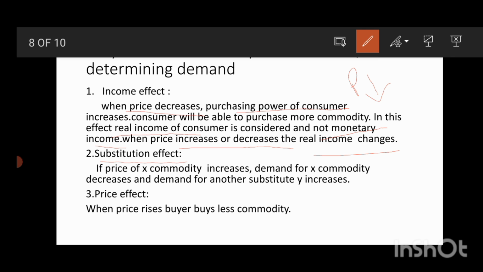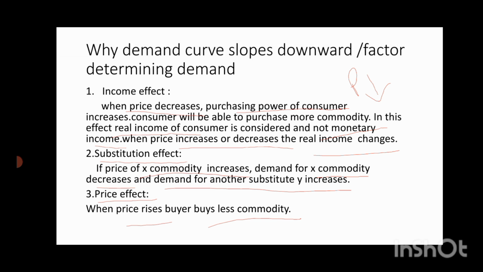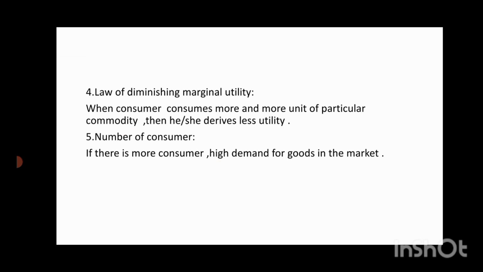The next one will be the substitution effect. Because of the substitution effect, you can see a demand curve which is sloping downward. If the price of commodity X increases, demand for commodity X will decrease, as per the law of demand. But demand for another substitute is going to increase. Because of that reason, the demand curve slopes downward. Another thing is the price effect. When price rises, the buyer buys less of the commodity, and because of that reason the demand curve slopes downward.